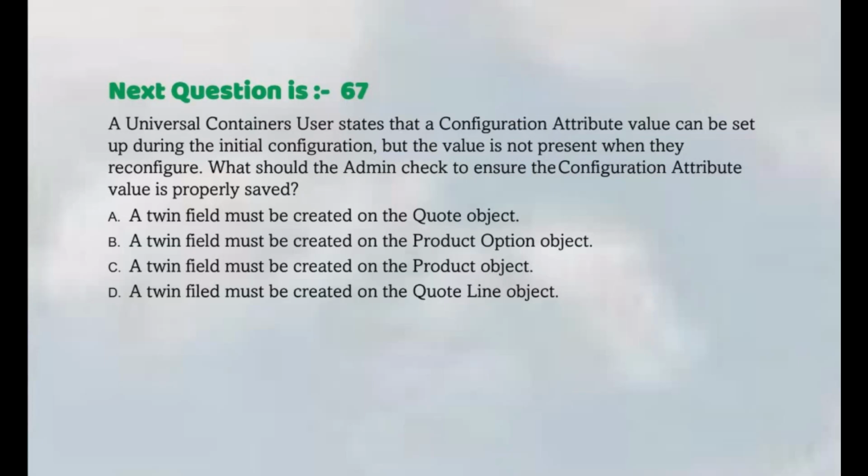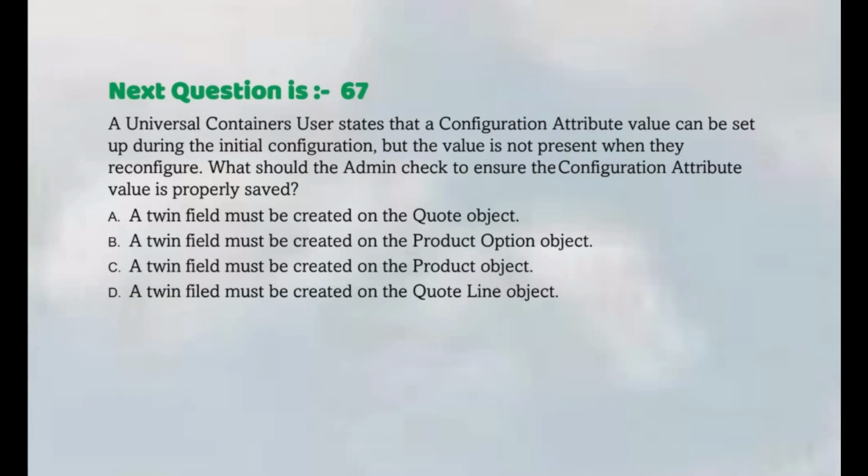Question is, a Universal Containers user states that a configuration attribute value can be set up during the initial configuration, but the value is not present when they reconfigure. What should the admin check to ensure the configuration attribute value is properly saved?